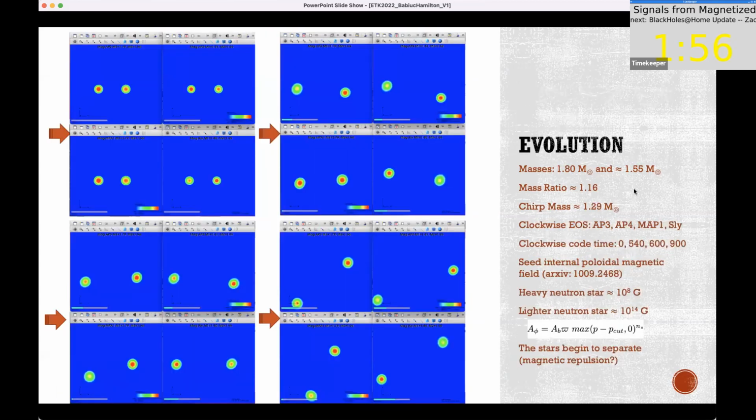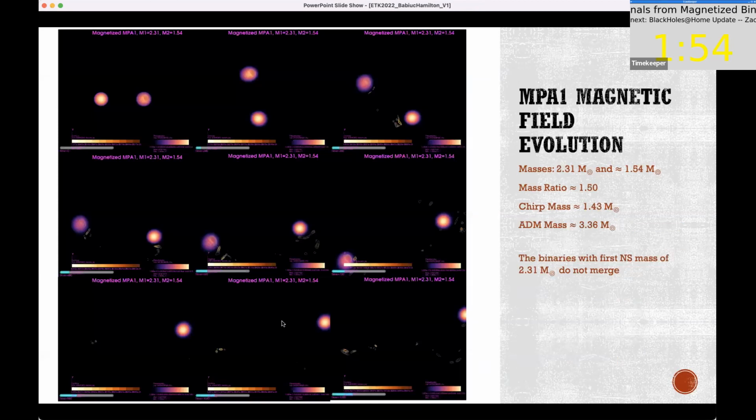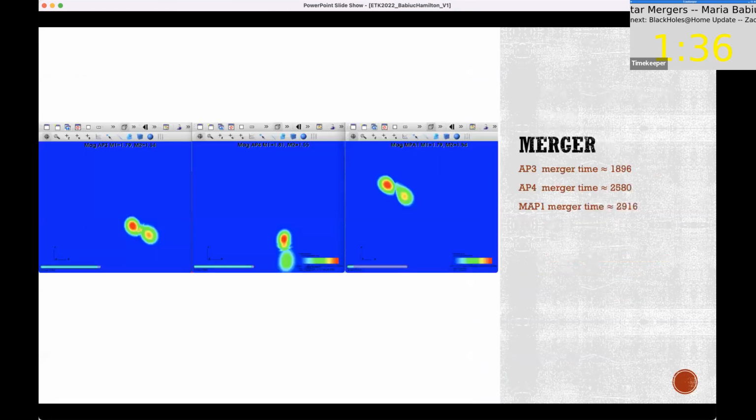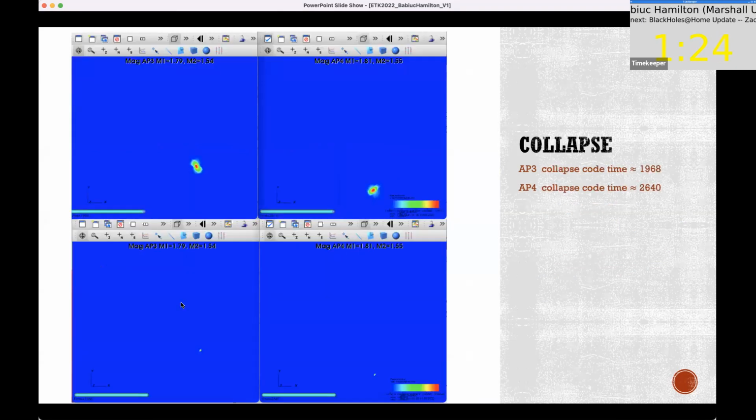Okay, but we see that the stars begin to separate. Is this a magnetic repulsion? Possibly, as I put the magnetic fields oriented parallel. So we see that the heavy stars, neither MPA1 nor AP4, end up actually coming together. So this is a further study. And then AP3 before MPA1 of 1.16 mass ratio do collide.